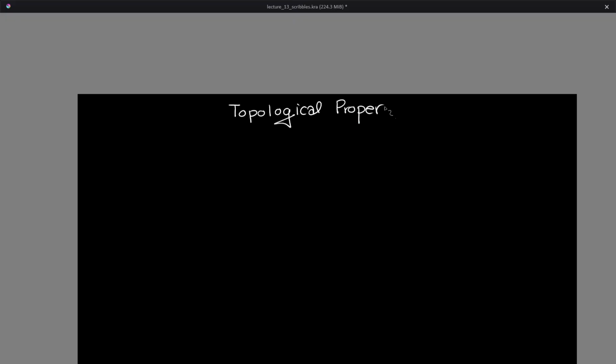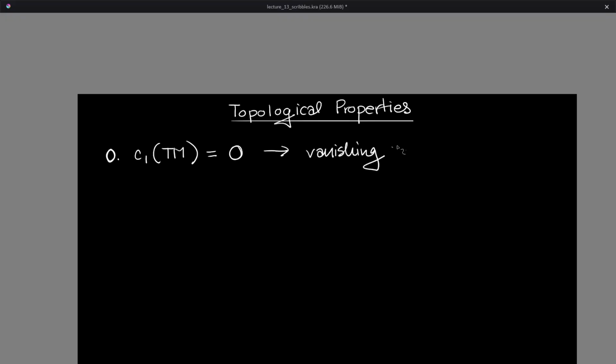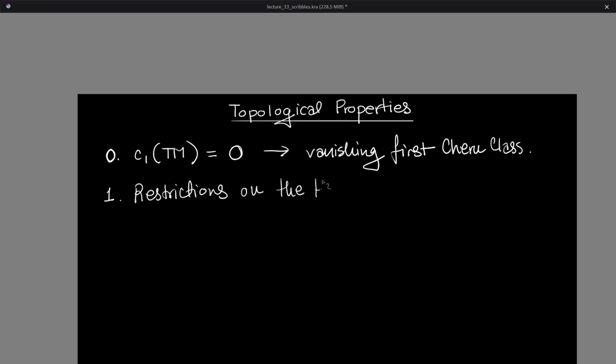Topological properties. I'm going to start with number 0 because this has already been established. C1 of Tm, the first Chern class of the tangent bundle, is equal to 0. So this is what we defined a Calabi-Yau using, vanishing first Chern class. So let's get to some of the newer properties. For the Calabi-Yau, there are restrictions on the higher Chern numbers.